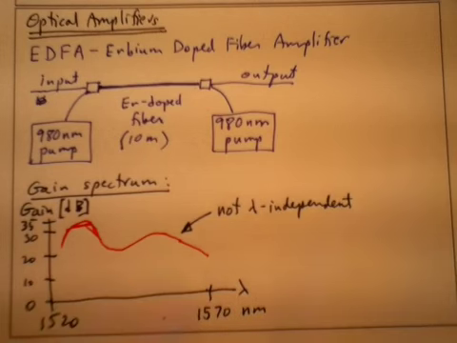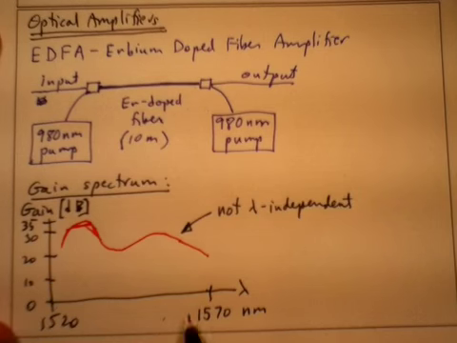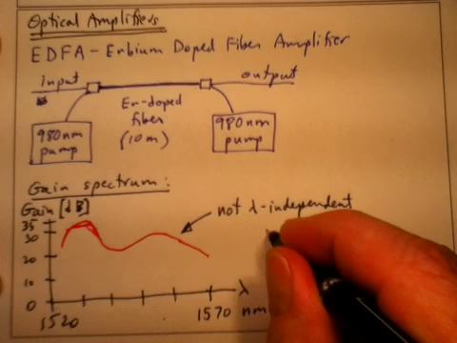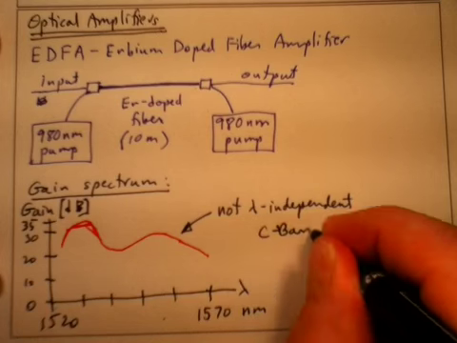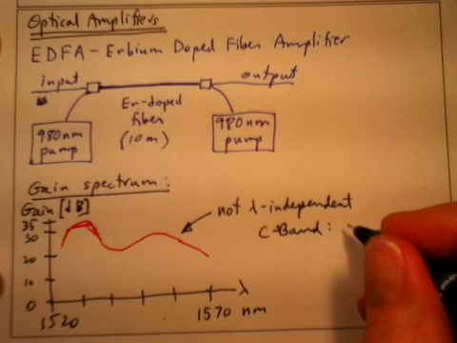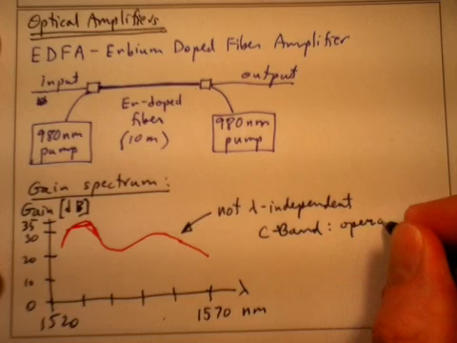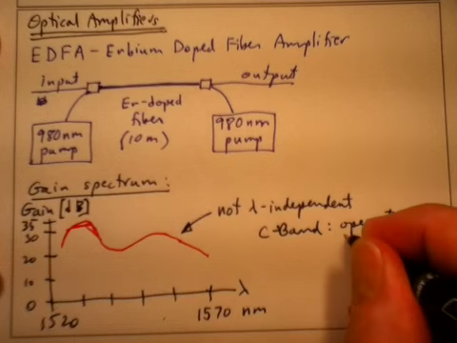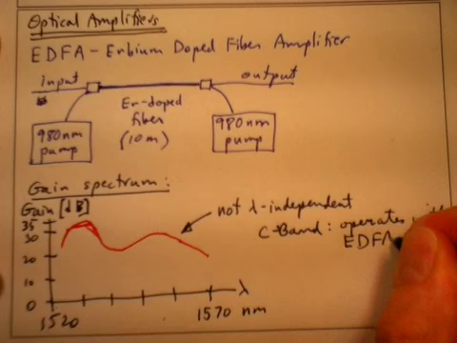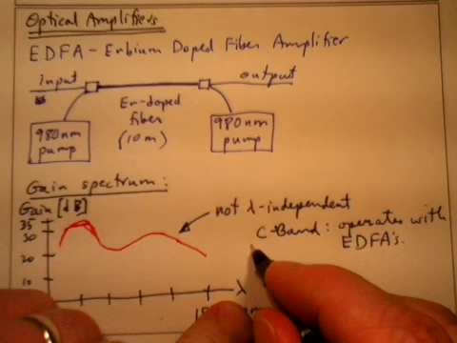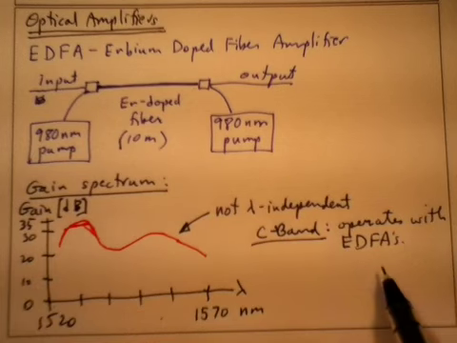And this causes a problem for WDM systems. First of all, notice that this wavelength range sort of defines the C band. The C band is sort of defined for the operation of EDFAs. Okay. I think they can make L-band EDFAs also, but they're more expensive, or at least they used to be. And so this is the basic thing.